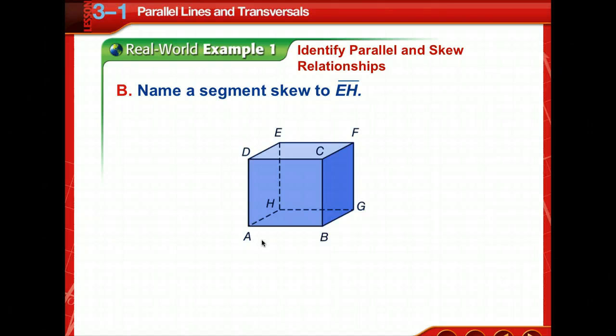Name a segment that's skew to EH. Now we could have a variety of answers here. Our answer, if we look at EH, notice it's on this plane. So anything skew to it's going to be in a different plane and it won't intersect. So notice AB is going a different direction. CD, BG, and CF, they are all skew. Now when it says name a segment, they're just really asking for one segment. So either one of those answers would be correct.